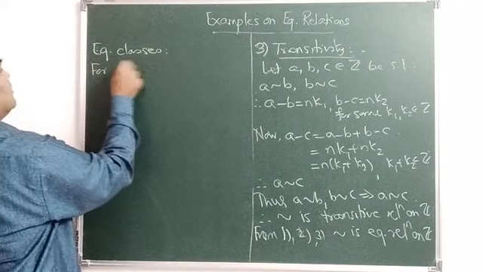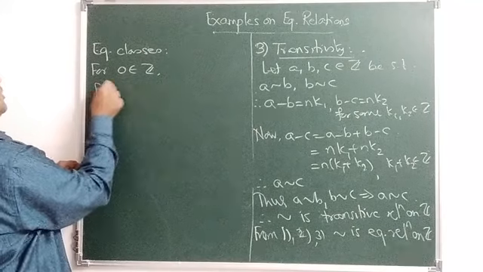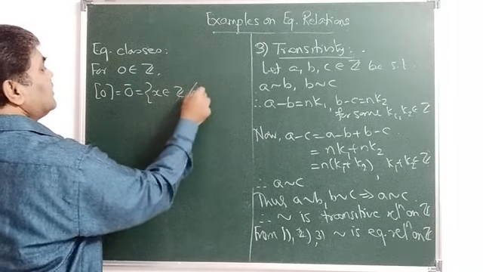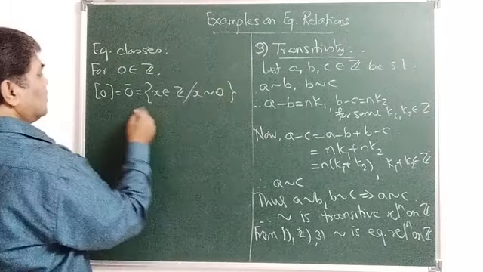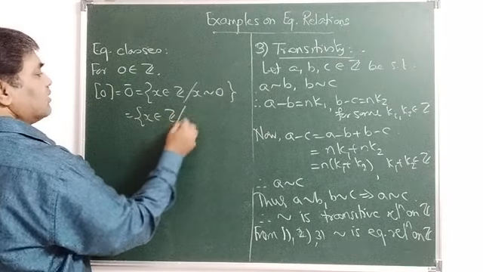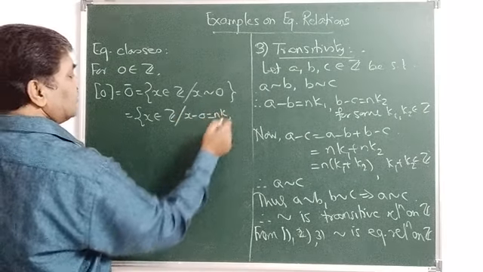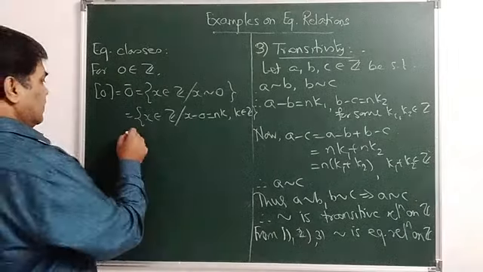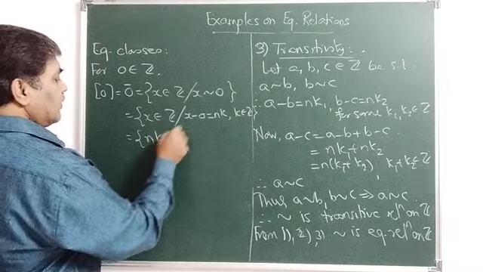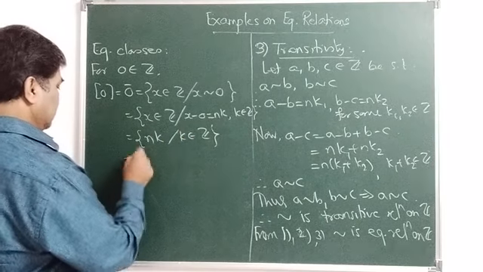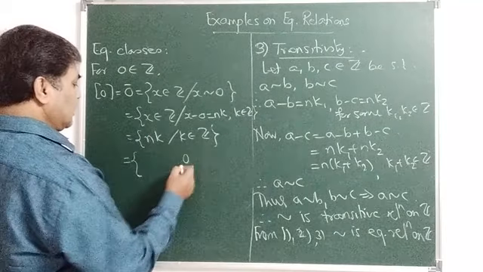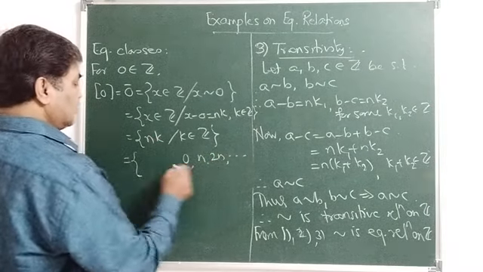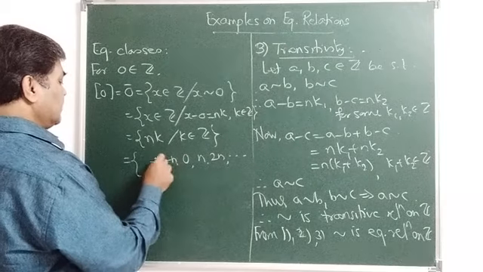For 0 belonging to Z, the equivalence class of 0, denoted by this symbol or 0 bar, is the set of those x belonging to Z such that x is related to 0. That means x belonging to Z such that x minus 0 is equal to nk, where k belongs to Z. x minus 0 must be a multiple of n, which is nothing but nk, where k varies in Z. This set is precisely, if I put k equal to 0, I will get 0 here, k equal to 1, I will get n, k equal to 2, I will get 2n, and so on. On this side, I will get minus n, minus 2n, and so on.